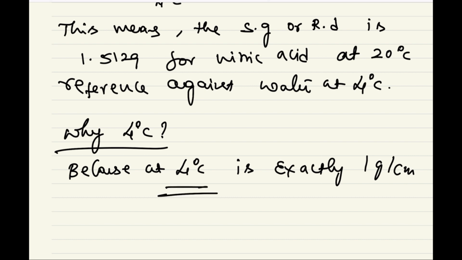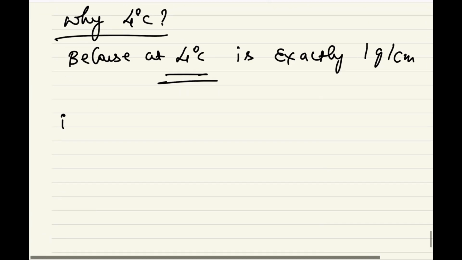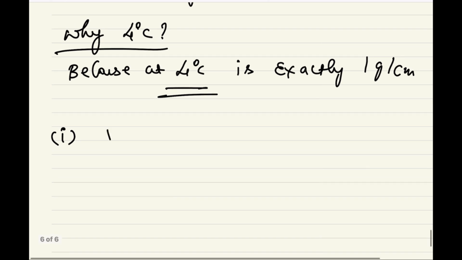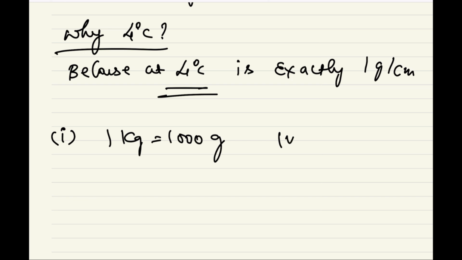So let us see the first sub question. We know 1 kg is equal to 1000 gram, 1 meter is equal to 100 centimeter. Why do we need this calculation? Because sub question 1 is what is the density at 20 degrees centigrade in kg per meter cube. Now based on the specific gravity, we understood that the density is 1.5129 gram per centimeter cube. Let us convert this into kg per meter cube.